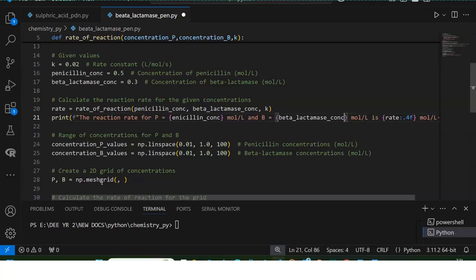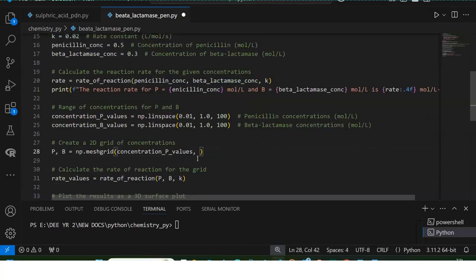So now, here, we are going to put the concentration of P values, and we are also putting the concentration of B values. And from there, we are going to calculate the rate. So when we calculate the rate for the grid, in each of these grids that we have made using meshgrid, we need to determine the values for the rate of reaction, by putting in these concentration values for P and B.